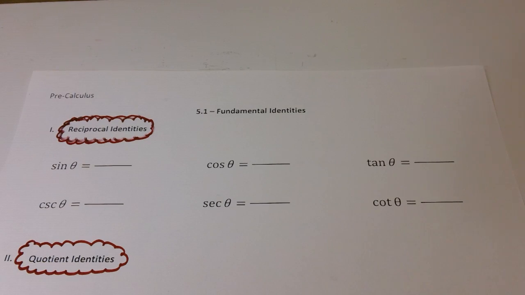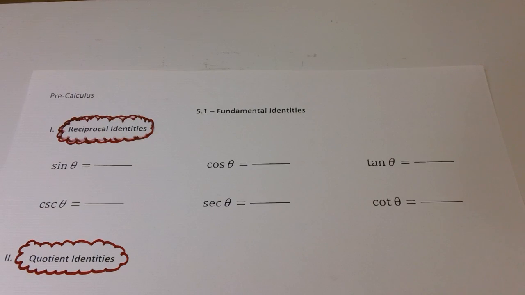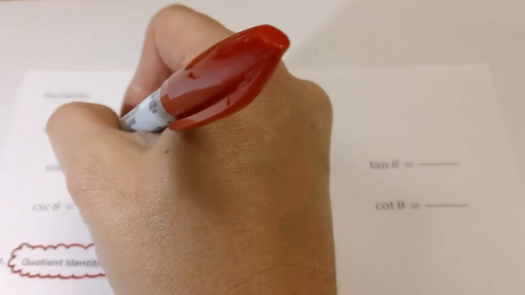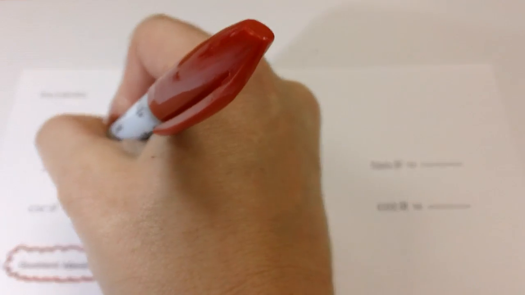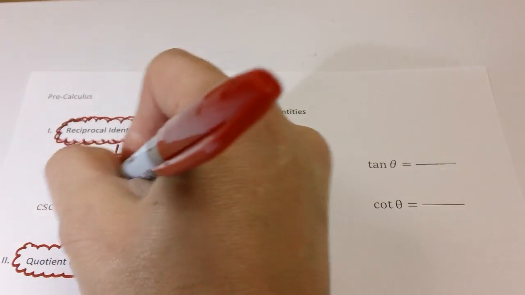Okay, so we're going to start with the reciprocal identities, and these are fairly simple if you remember what we talked about in the beginning of trig, that sine goes with cosecant and cosecant goes with sine, cosine goes with secant, and tangent goes with cotan. Basically, sine of theta is going to be equal to 1 over the cosecant of theta, and that means that cosecant of theta equals 1 over the sine of theta.